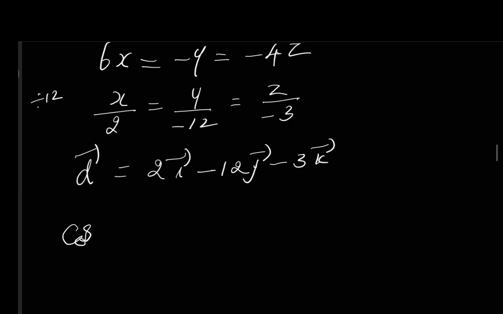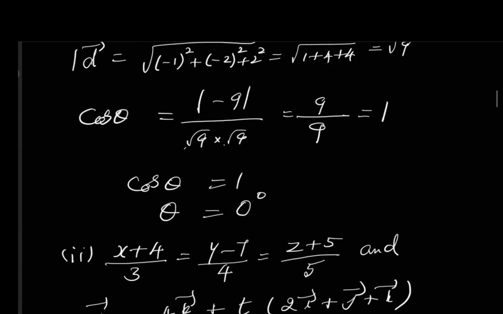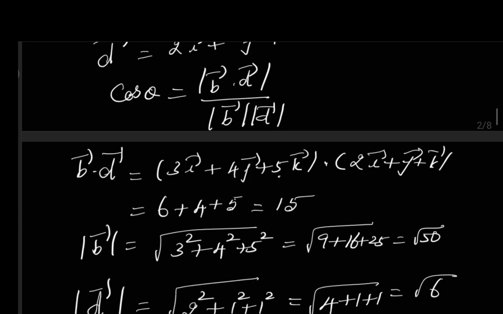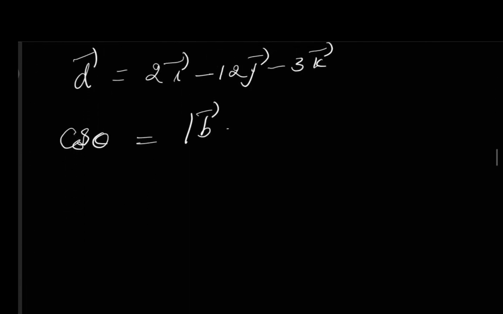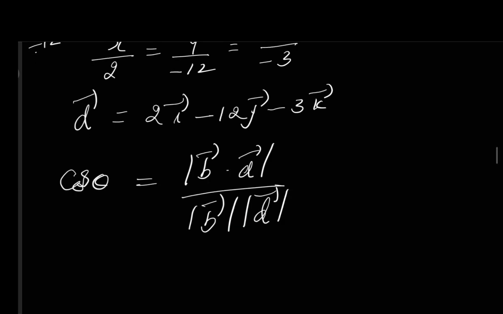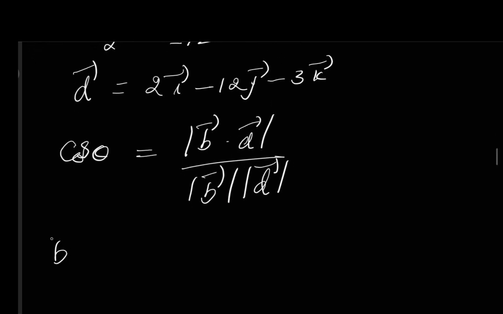So, again apply the formula cos theta is equal to modulus vector b dot d. Here when the equations are in the Cartesian form, you can apply this formula b1 d1 plus b2 d2 plus b3 d3, or you can apply the same formula b dot d, both are same. So, vector b dot vector d divided by vector b modulus vector d. So, here I find the dot of vector b dot d.